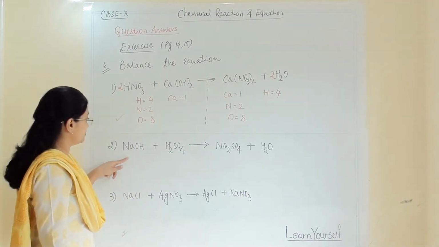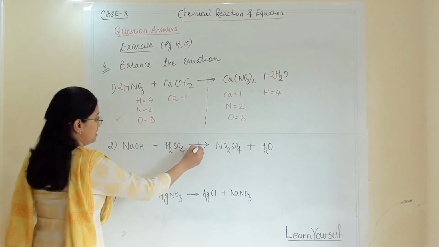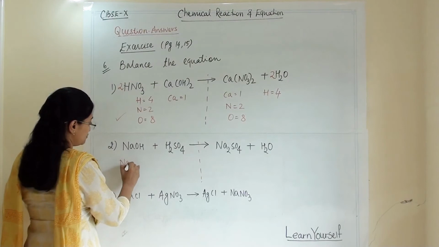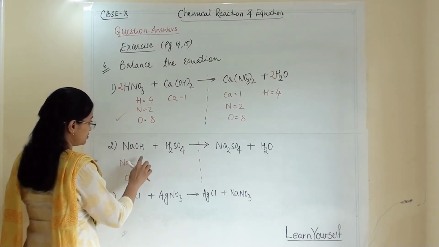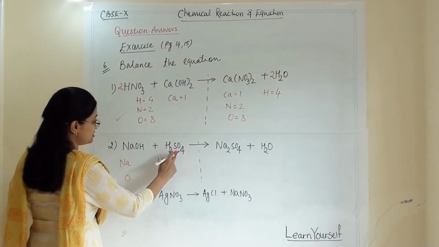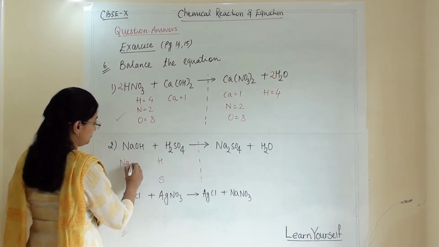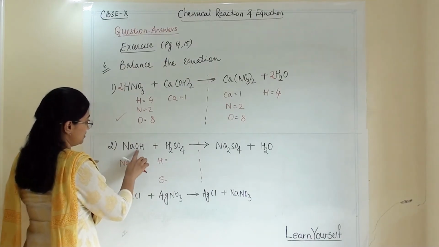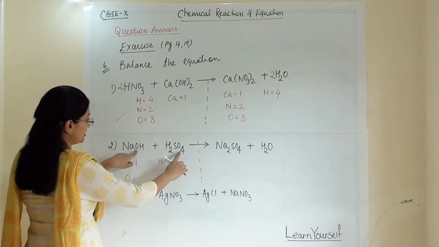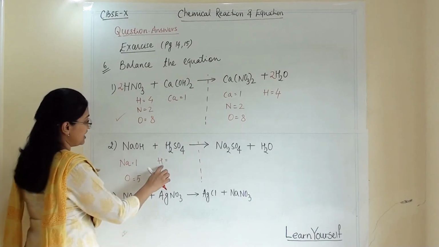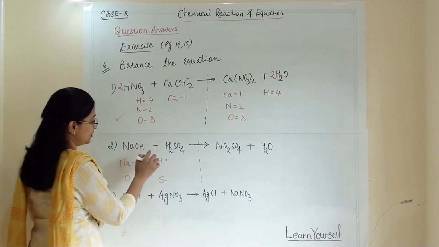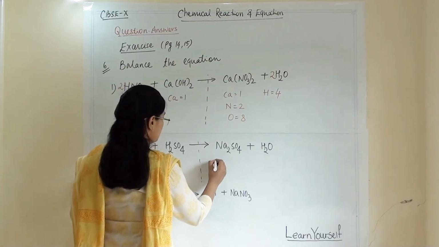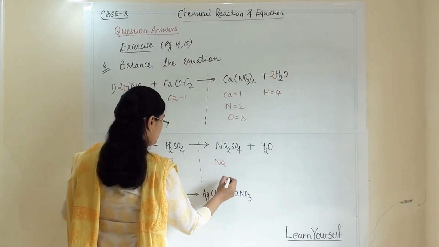Going to next equation. Here how many atoms are there towards the reactant side? Sodium, oxygen, hydrogen and sulfur. So let us count them. Sodium is 1, oxygen is 1 here, 4 here. So 5. Hydrogen are 2 and 1. So 3 and sulfur is 1. Same thing towards product side.